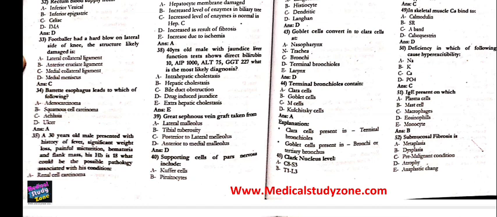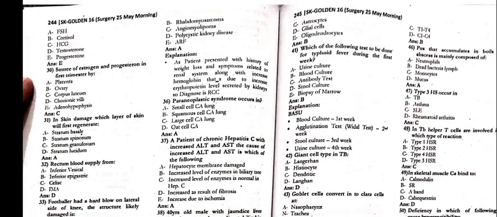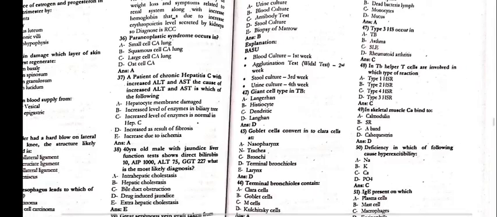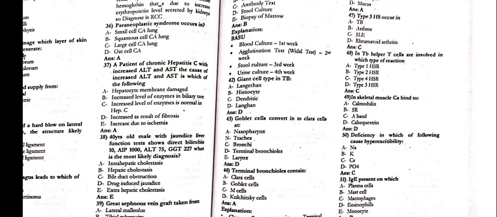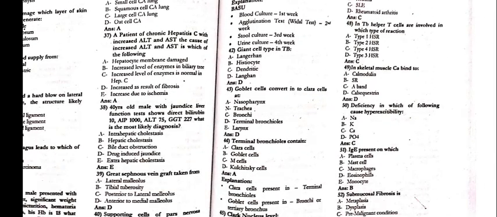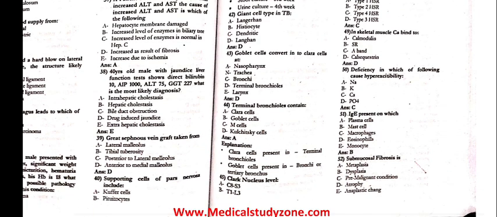Adenocarcinoma. Next, 35, a 30-year-old male presented with a history of fever, weight loss, painful micturition, hematuria and a flank mass. His Hb is 18. What could be the possible pathology associated with his condition? That is renal cell carcinoma. Next, 36, the paraneoplastic syndrome occurs in small cell carcinoma of the lung. 37, the patient with chronic hep C has increased ALT and AST. The cause of increased ALT and AST is hepatocyte membrane damage.